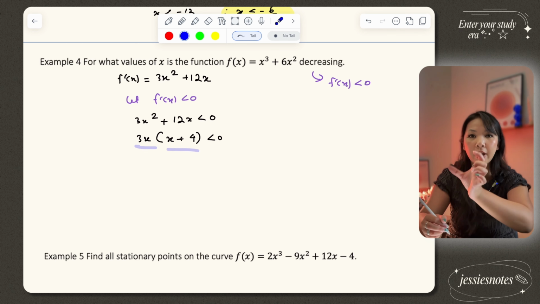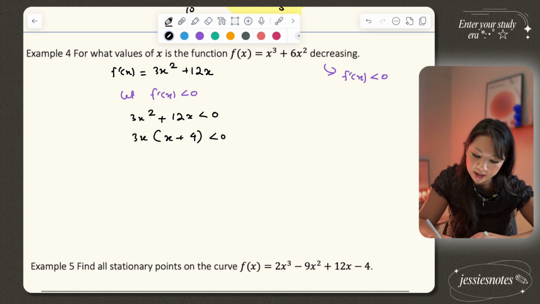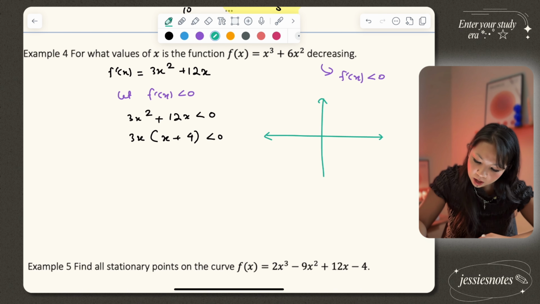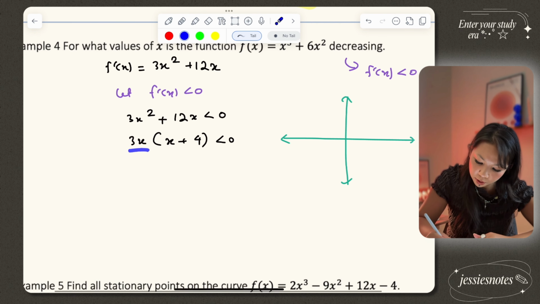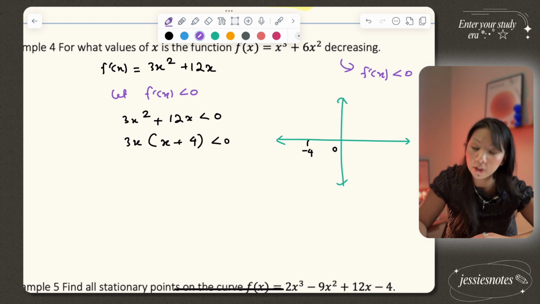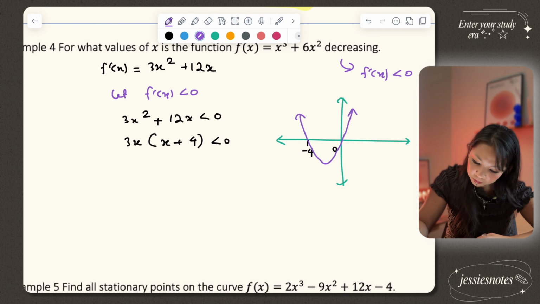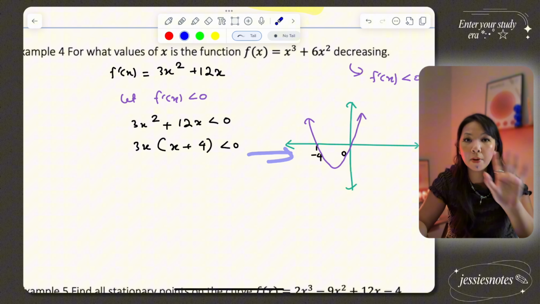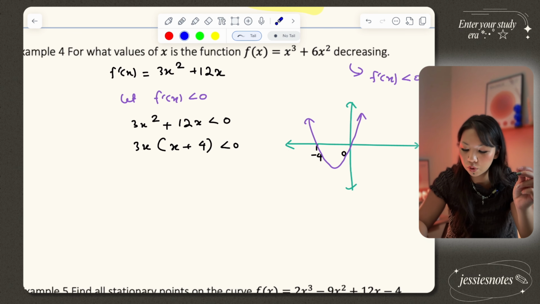You want to have it fully factored with the two x's. And then this tells me that I'm going to have a parabola with x-intercepts at 0 and negative 4. And it's going to be a concave up parabola because it's positive x squared. Okay, now the reason why you need to draw out your little scenario, it doesn't have to be perfect. It just needs to have the x-intercepts and then the correct concavity.